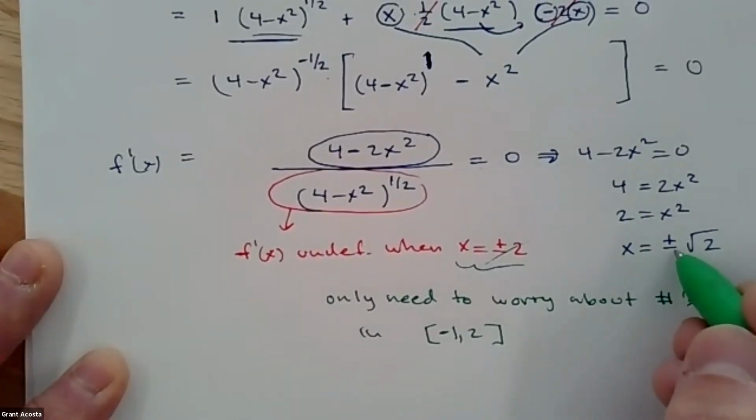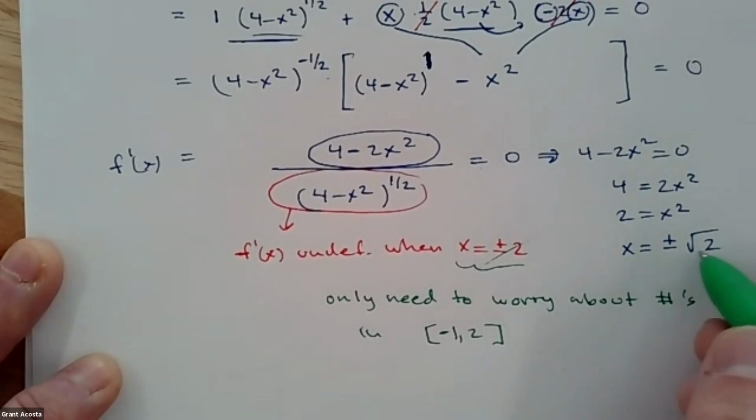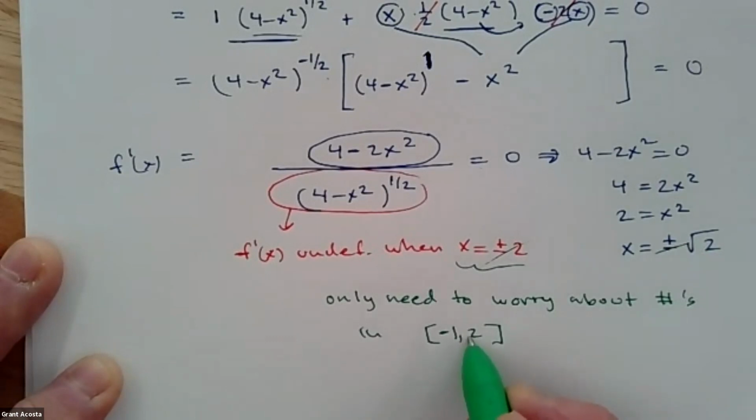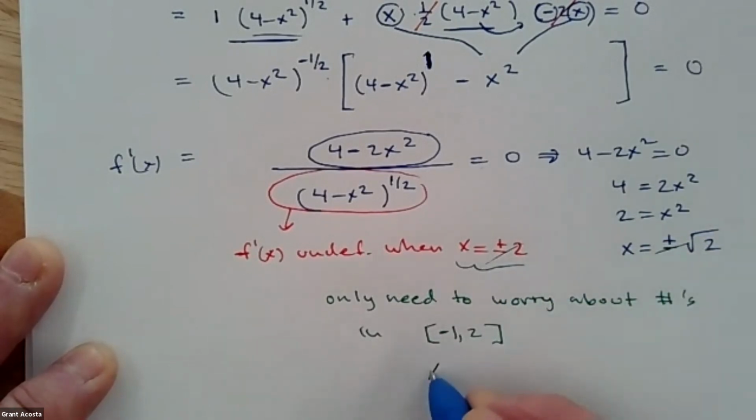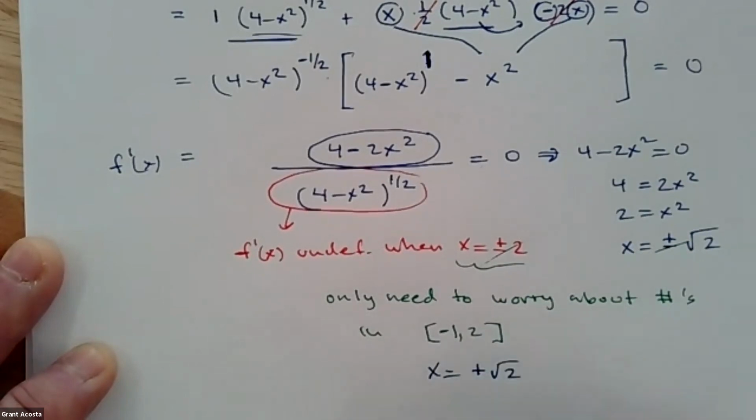How many people agree? -√2, isn't that like -1.4 something? That's not in our window either, is it? So I don't need to worry about -√2. But +√2 is a little bit bigger than 1, so that is in my window. So the only other number that we're now concerned about is x equals +√2.